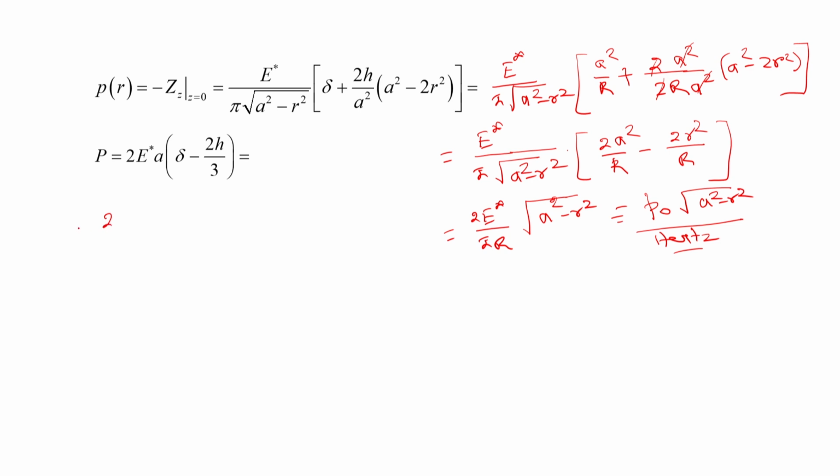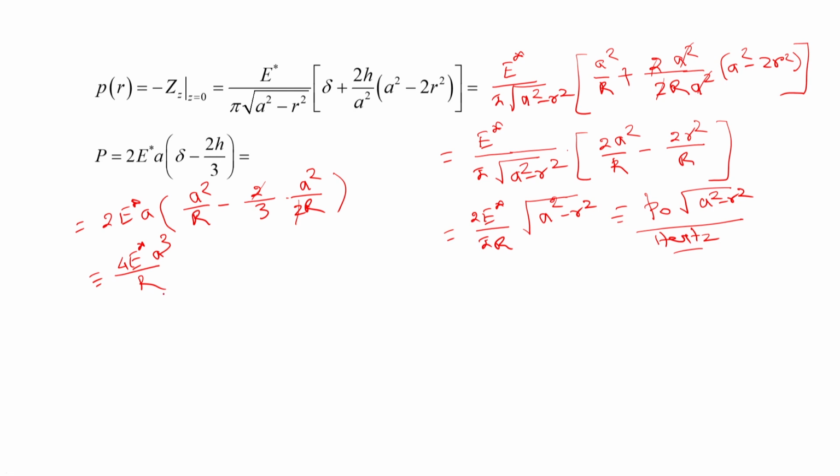So, for example, here it is 2 E star into A, and delta is A square by R. So, A square by capital R minus 2 by 3 into H is A square by 2 R. So, this 2 gets cancelled, and it is 2 A square by R. So, 2 A square by R is 4 E star, and A square is A cube by R, right. So, that is what we get here. So, it is Newton per meter square meter cube. So, it is Newton, that is fine.